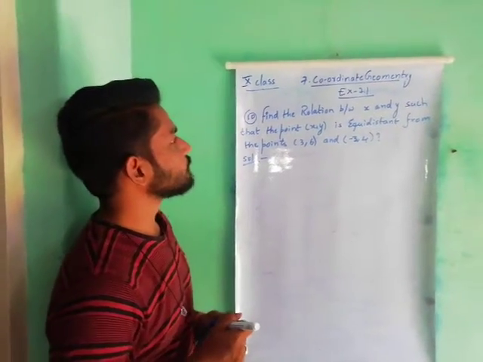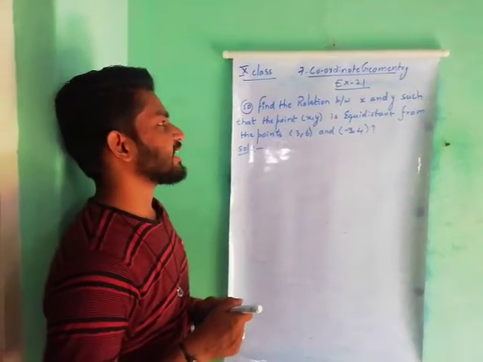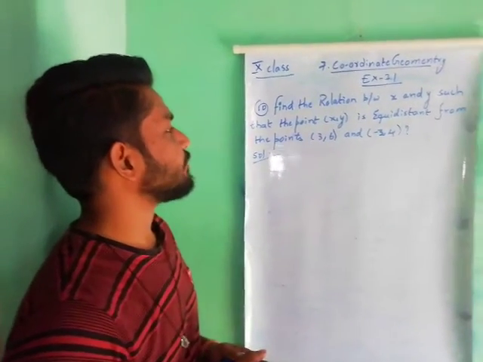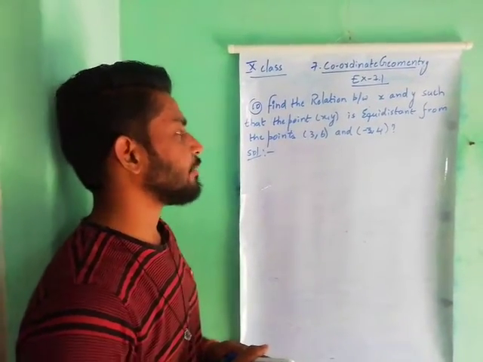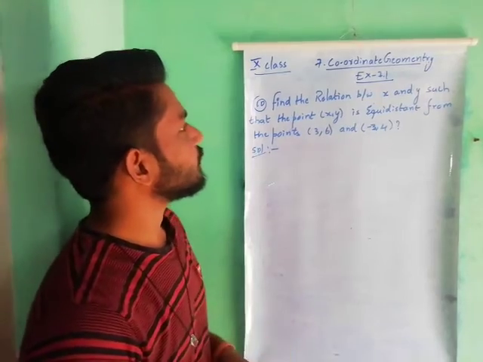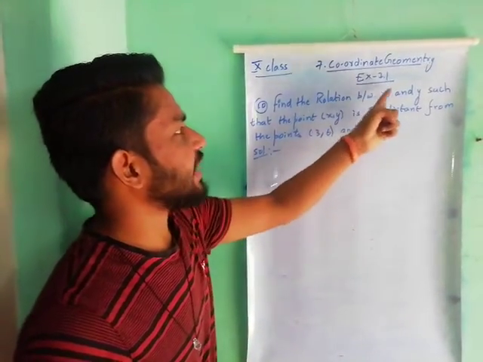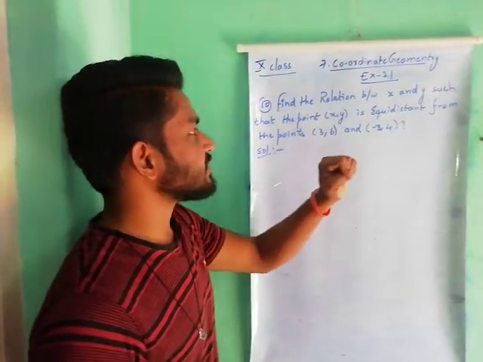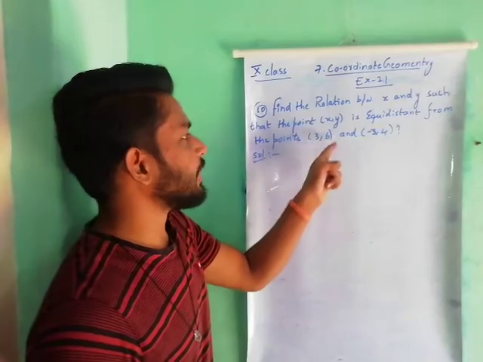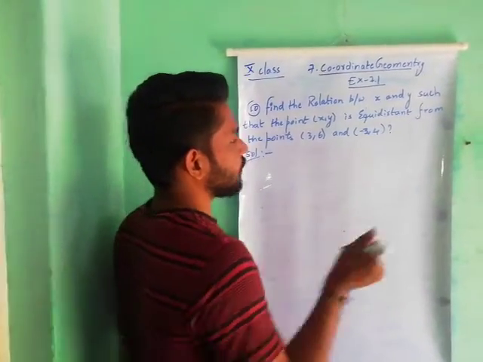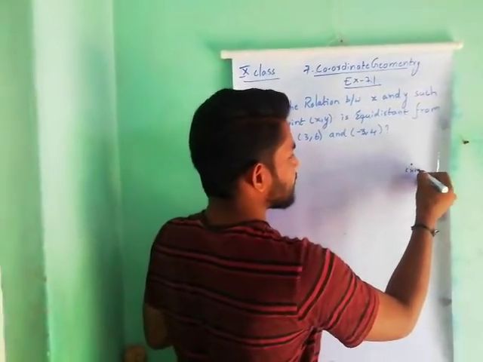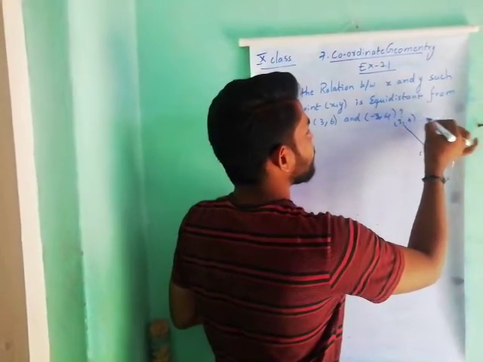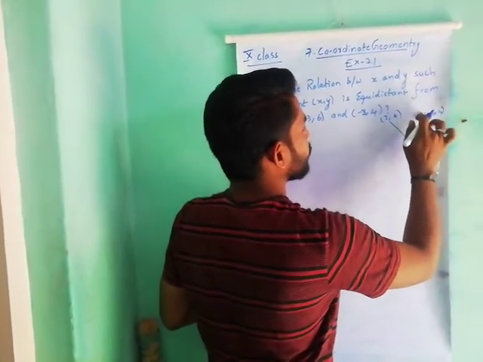Question 1. Find the relation between X and Y such that the point X comma Y is equidistant from the point 3 comma 6 and minus 3 comma 4. Here we have to find out the relation between X and Y. Given condition is the point X comma Y is equidistant from the point 3 comma 6 and minus 3 comma 4.